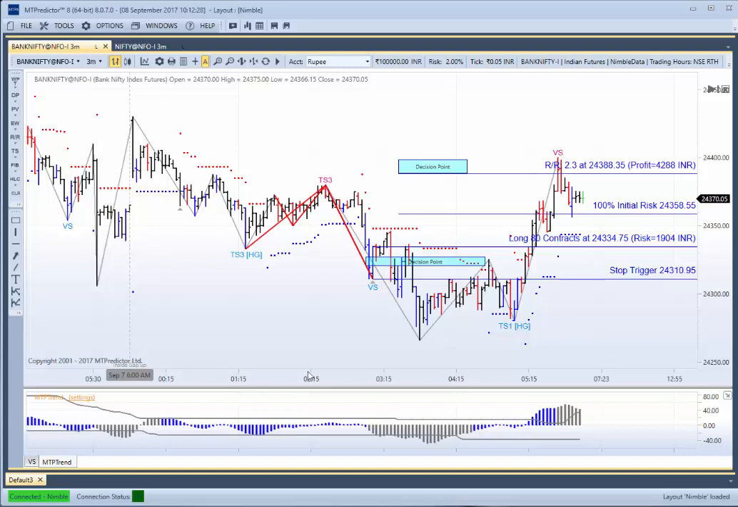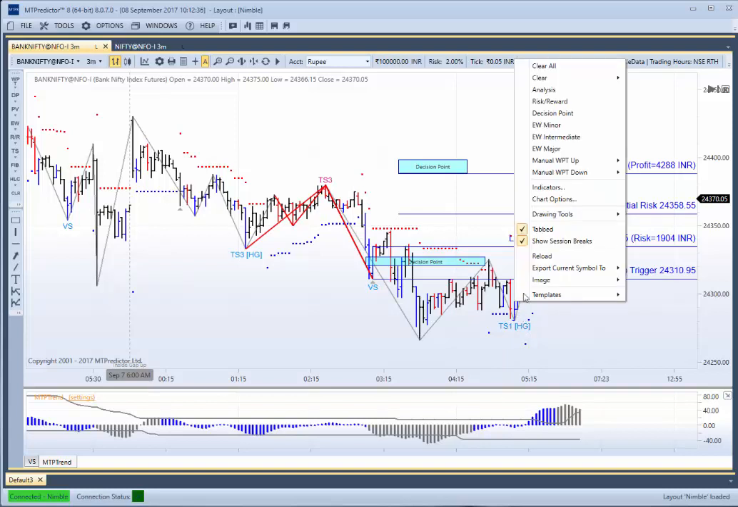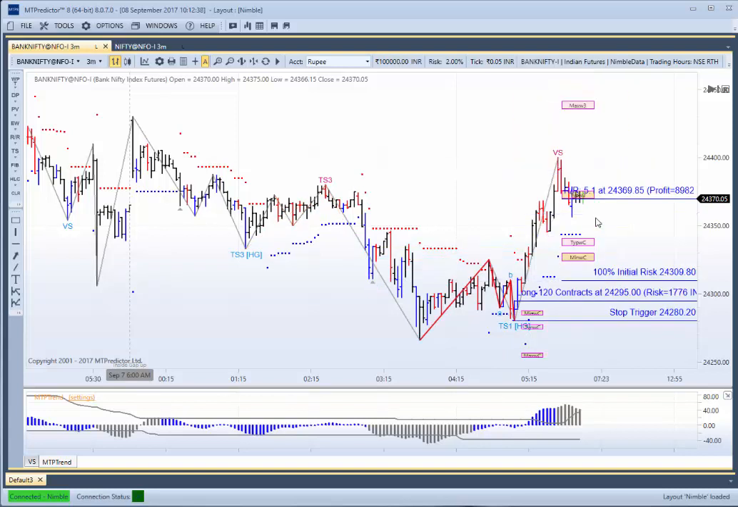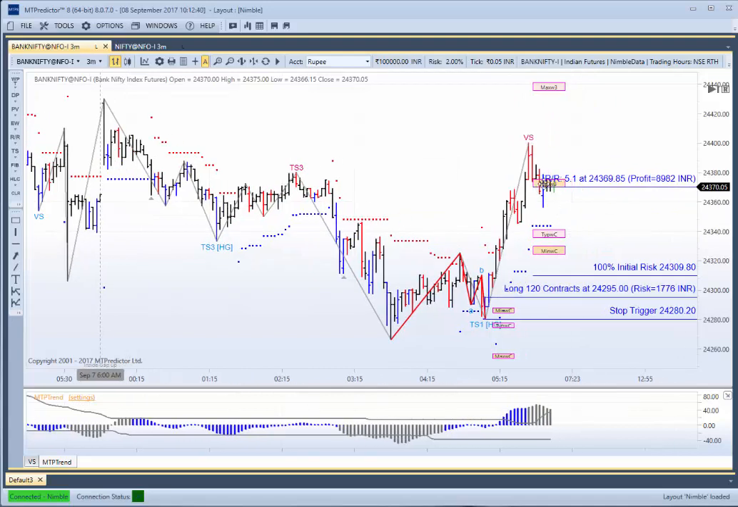And again here, there may well have been another losing trade. You wouldn't have taken that TS3 sell because it was against a blue MTP trend. There was another TS1 Holy Grail buy setup here later in the day. This one you would have taken, and this was a great trade because it came up to the first target there where the profit was 5 times the initial risk.